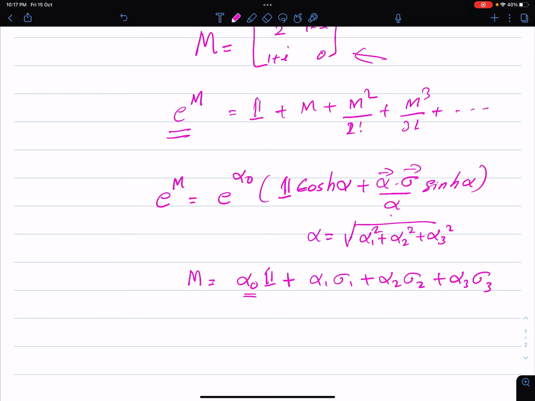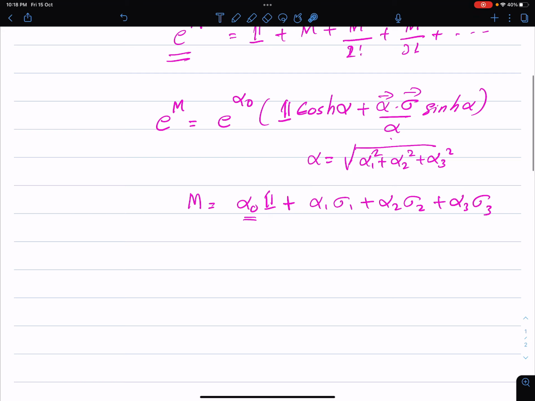Now if you look at this equation, what are the things I have to find out? I have to find out alpha 0, alpha 1, alpha 2, alpha 3. Then I can easily find out e power M of the matrix M. So what are those values? Let us write down.